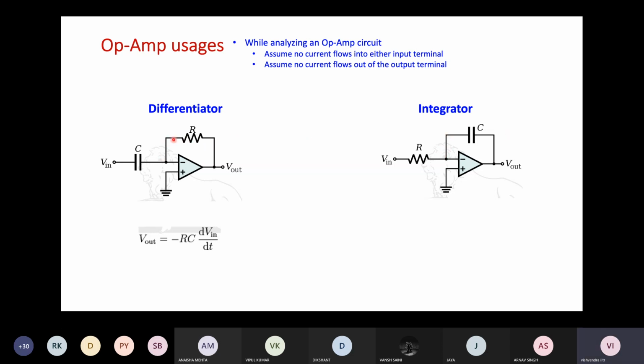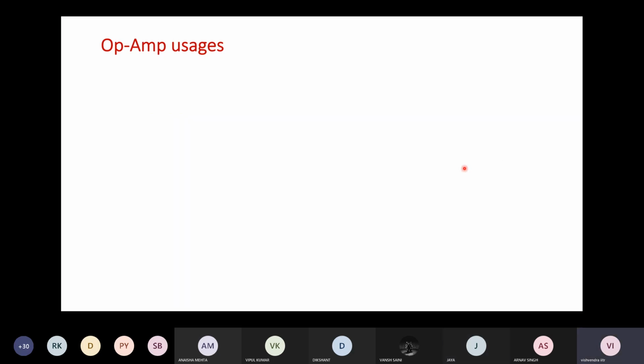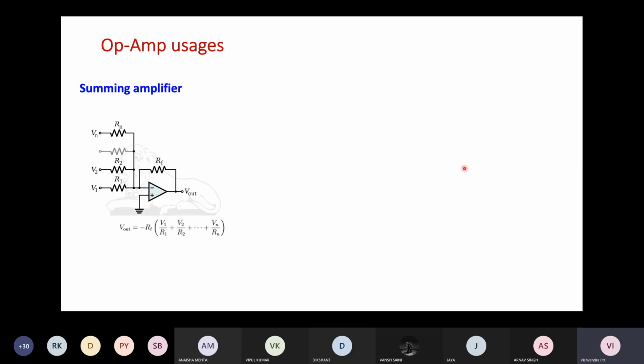In the previous case, the feedback branch was a resistor. In this case, it is the capacitor, and the output will be minus the integration from 0 to t of V in by RC dt plus V initial. So just do the KCL KVL and you would find it out. Okay, let's move on. I would recommend all of you to try out all these calculations and get back to me if there is any question. Otherwise, you might not understand this.